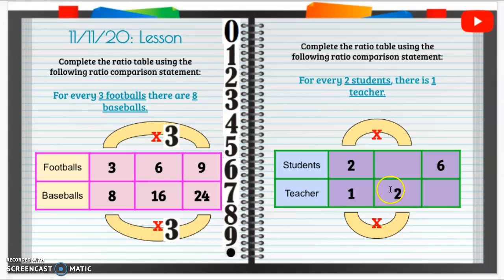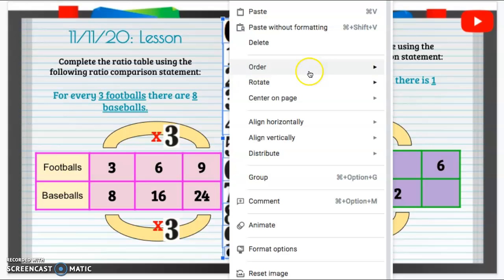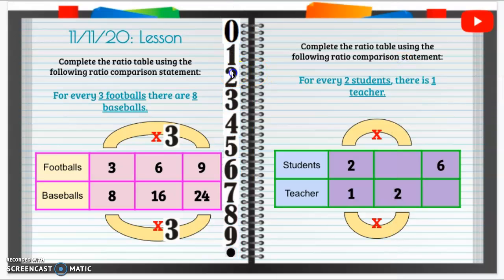Now, we have a missing piece here. This missing puzzle piece, we have to take a look. Okay, we do have a match down here. How do you get from 1 to 2? Well, I know I multiply by 2. 1 times 2 is 2. I'm going to multiply this by 2. Now, if I multiply this by 2, I have to do the same thing to the top. So what is 2 times 2? I know that is 4. So that's it for that part.